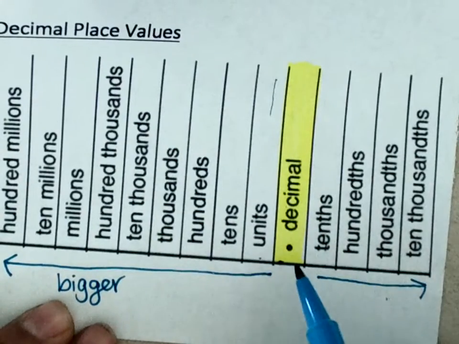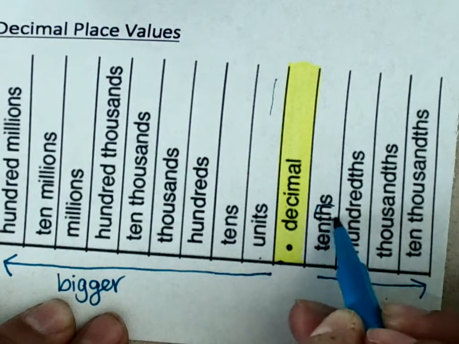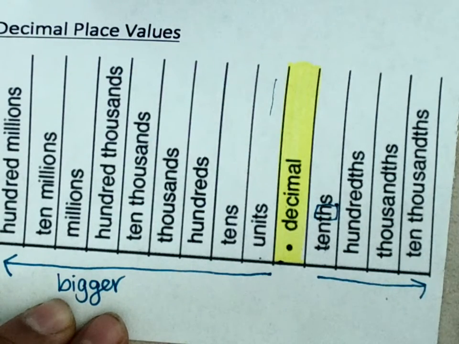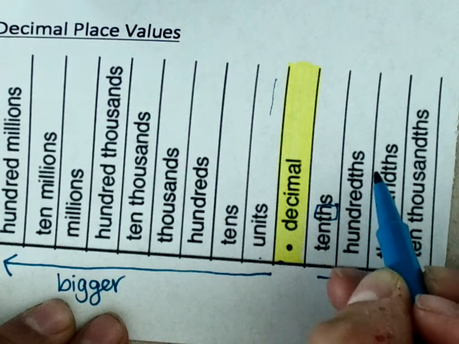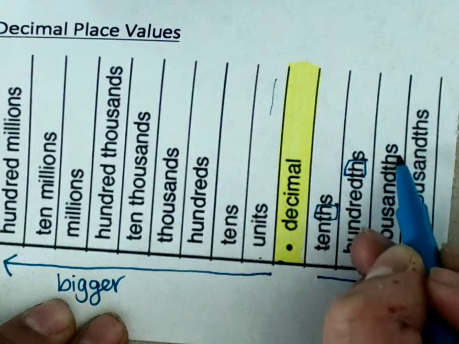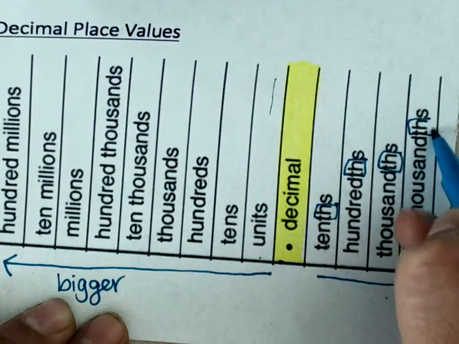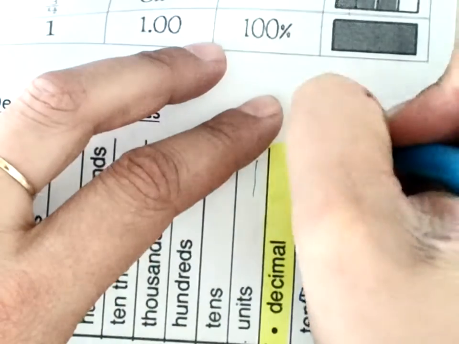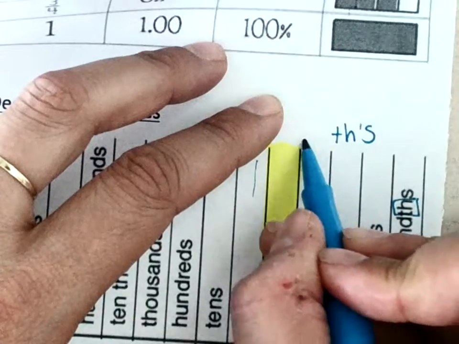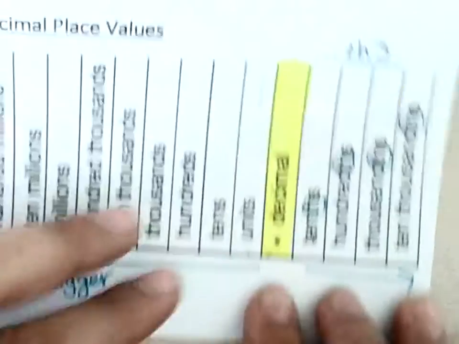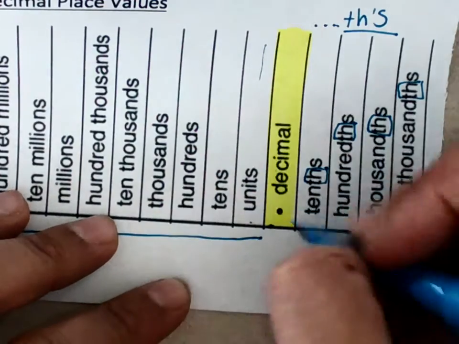If we go to the right of the decimal, the first place value is the tenths. Notice that we have added a TH. The next place value, or smallest place value, is the hundredths. Again, notice that there is a TH. There's a TH in thousandths, and there's a TH in 10,000ths. So we always know if we're talking about something after the decimal if we see the TH. Going in this direction, everything becomes smaller the further to the right that we go.